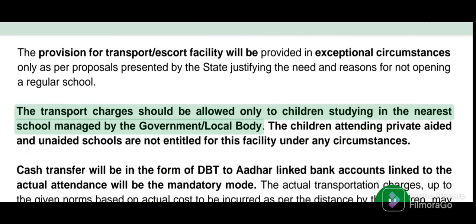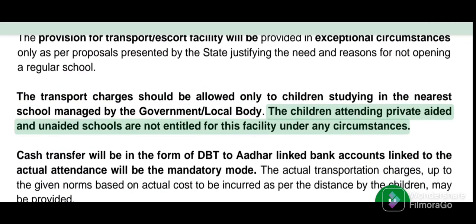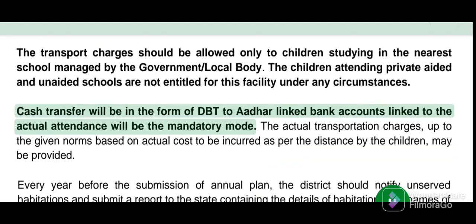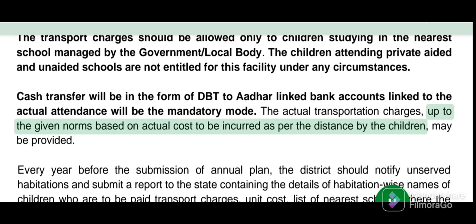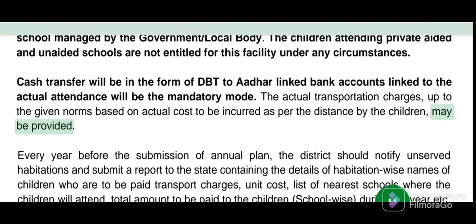The transport charges should be allowed only to children studying in the nearest school managed by the government or local body. The children attending private aided and unaided schools are not entitled to this facility under any circumstances. Cash transfer will be in the form of DBT to Aadhaar-linked bank accounts, linked to actual attendance, which will be the mandatory mode. The actual transportation charges, up to the given norms based on actual cost to be incurred as per the distance traveled by the children, may be provided.